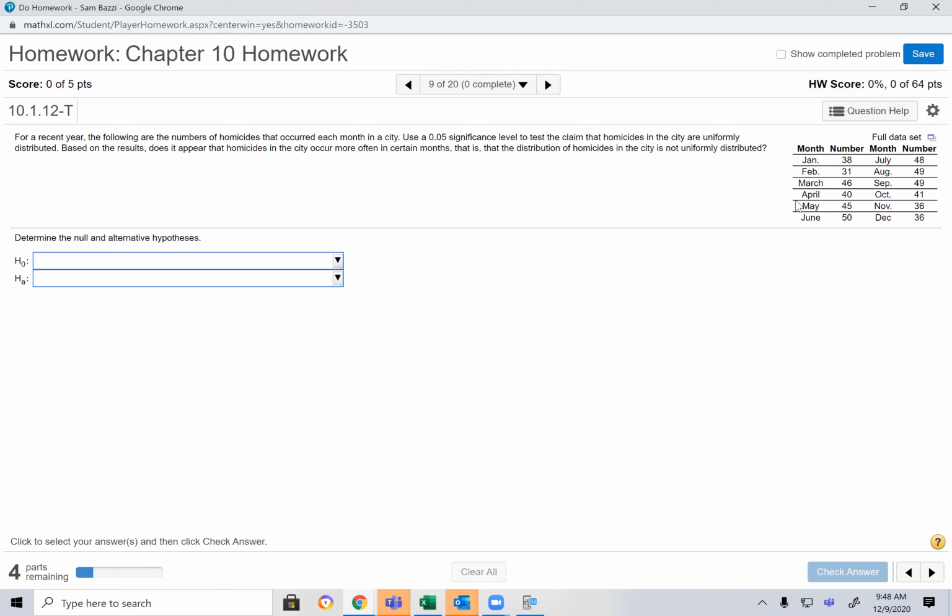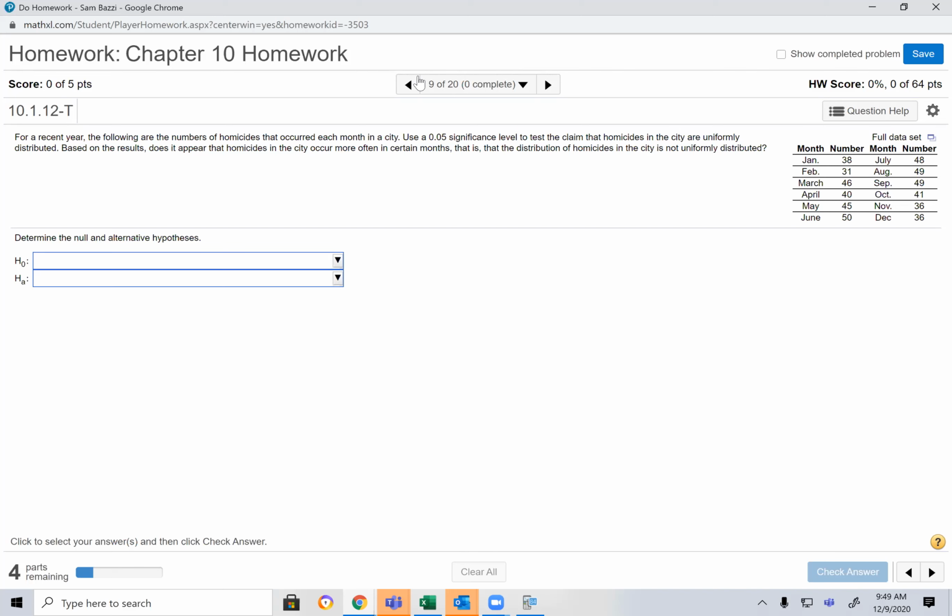Here's another question, guys, from section 10.1. He gives you the observed values. For a recent year, the following are the number of homicides that occur each month in the city. The previous one was by season, now by month. And you have the data from 12 months. Based on the result, does it appear that homicide in the city occurs more often in certain months?